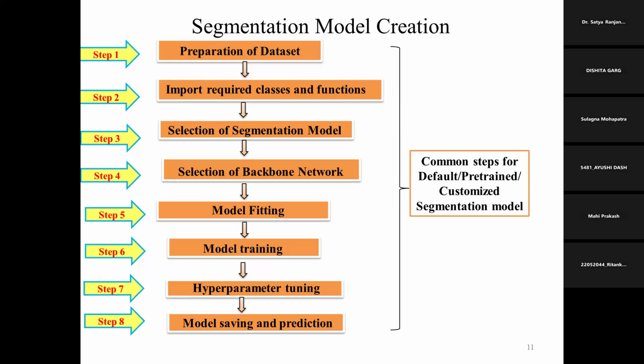And selection of the backbone network. Backbone means the feature extractor. There are many classifiers. Which one is suitable? That also you need to decide either in an experimental way, or maybe hit and trial, or maybe from the literature. Then we go for model fitting, training, hyperparameter tuning, then finally model prediction. So these are the common 8 steps we generally follow.